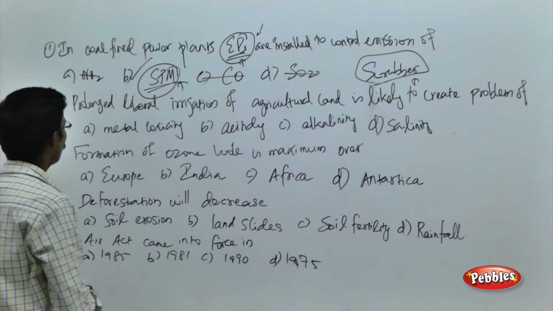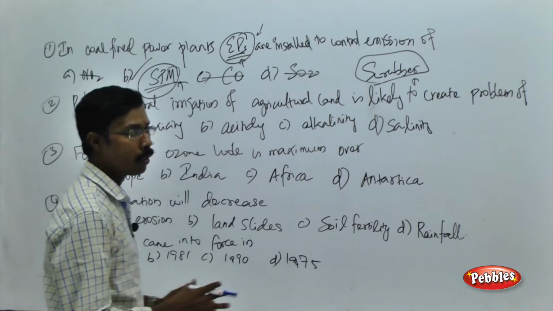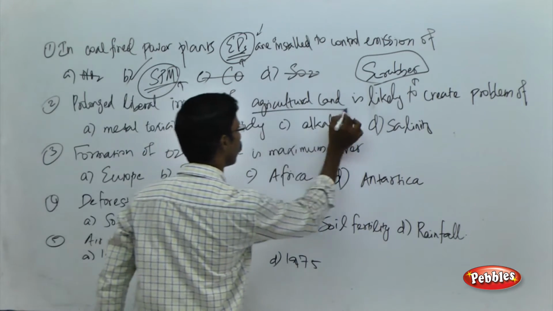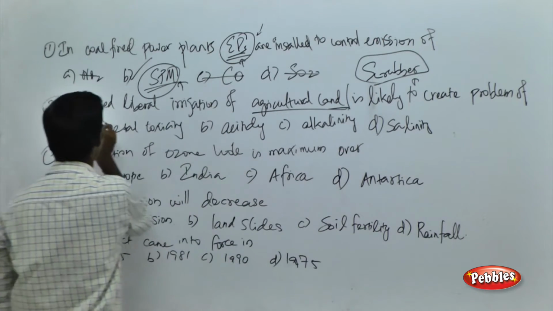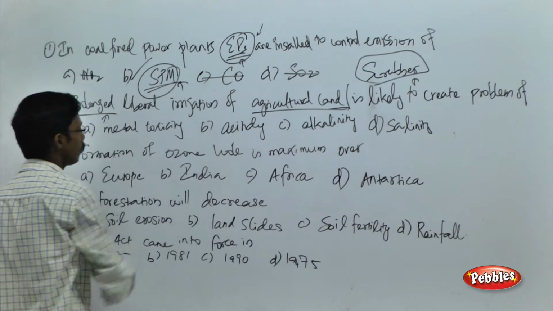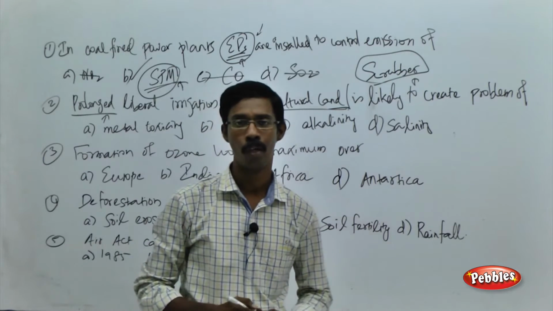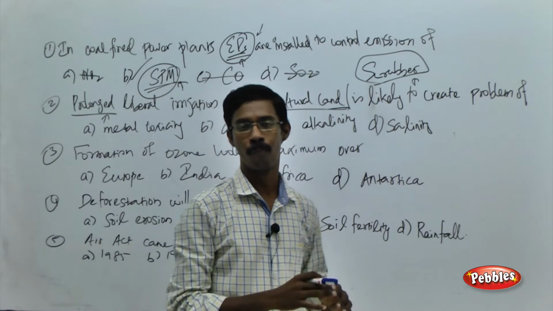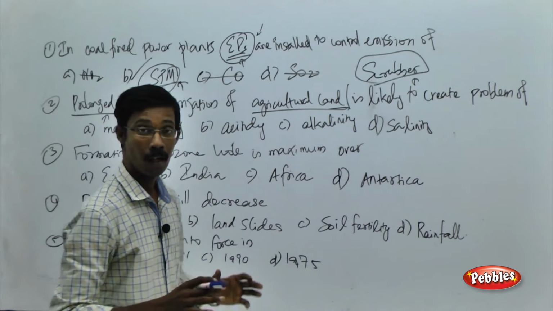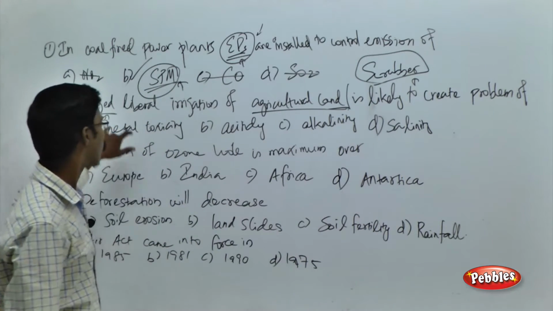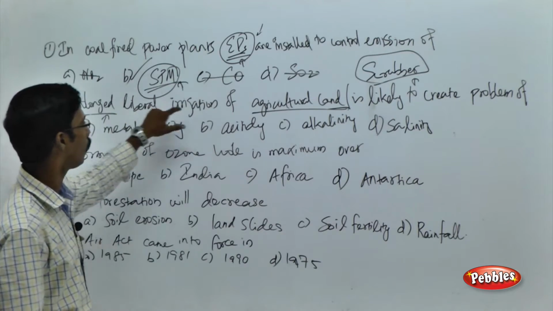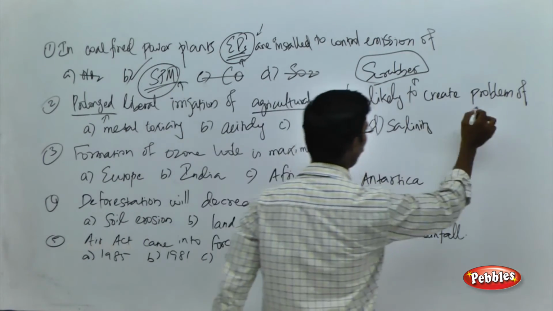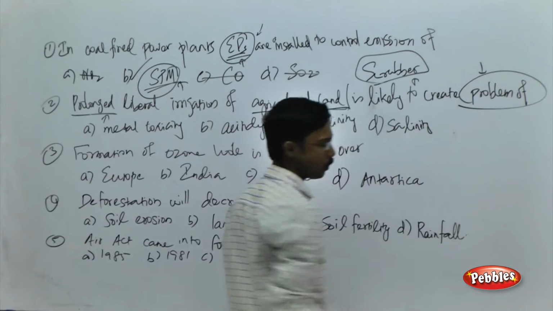Fine. See the next question. Prolonged liberal irrigation of an agricultural land. The question is about a particular land where we perform prolonged irrigation, continuous water supply for agricultural purposes. Prolonged liberal irrigation of agricultural land: what will happen? It is likely to create what kind of problem? This is your question.